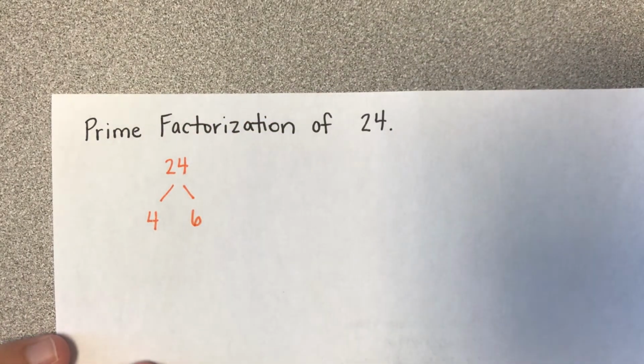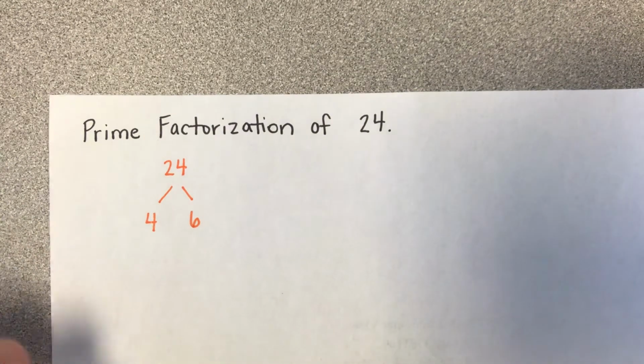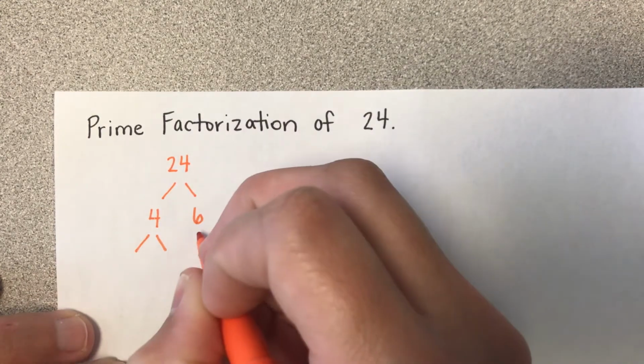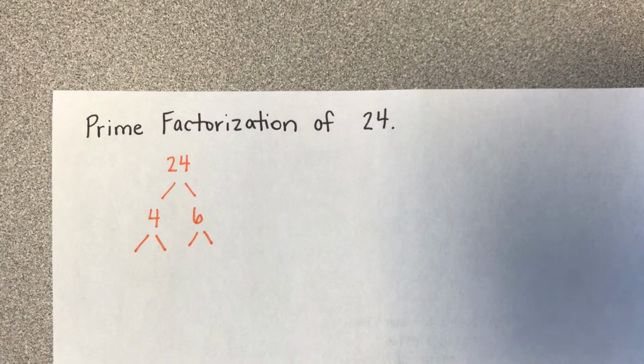Okay, and so from there you ask yourself, are either one of these numbers prime? And the answer is no. I can break those down again. So I'm going to draw branches from both of these numbers. Sometimes the branches really confuse students, so it's important that you understand what's happening here. You have to break down each number, so each number needs branches.